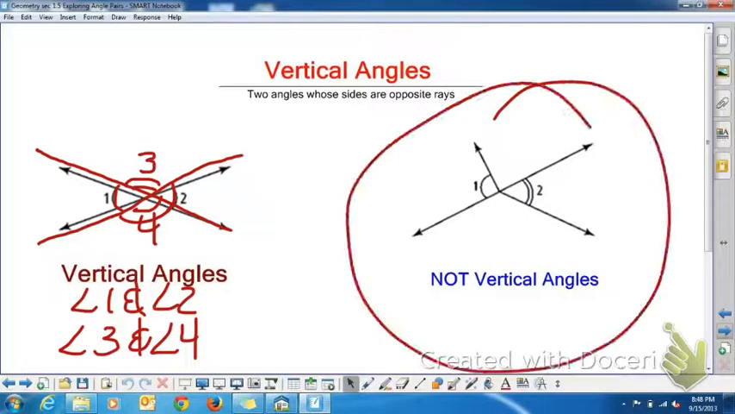This picture is an example of not vertical angles. Angle 1 and angle 2 are not vertical angles, because although they share this one line, this does not form a pair of vertical angles. This is not a straight line, and therefore these are not vertical angles. They have to be formed by two straight lines. Because this piece here is not a straight line with the other side, they are not vertical angles.